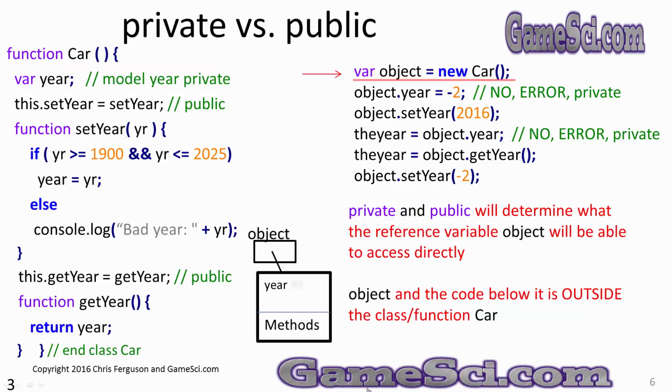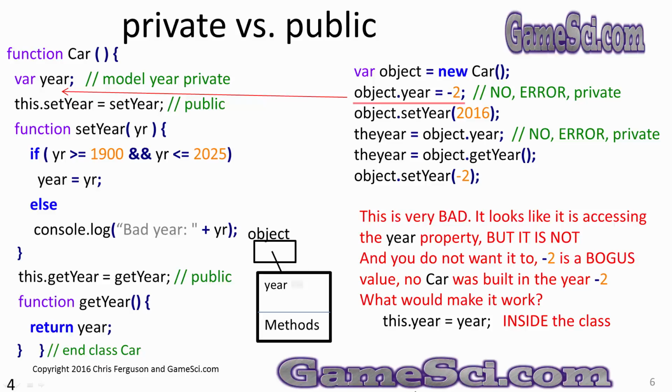Tracing the code, we'll say var object equals new Car. There is my object being built down here. I went ahead and assigned it to the object reference variable just so we're sure what it is. We're going to try to execute object.year equals -2. This is very bad. It looks like it is accessing the year property, but it's not, and you do not want to do it. -2 is a bogus value. No car was built in the year -2.